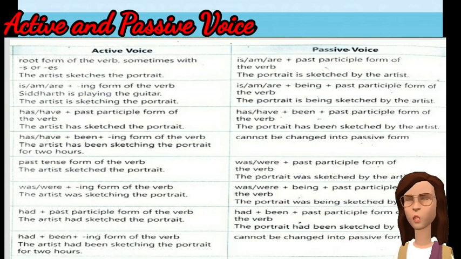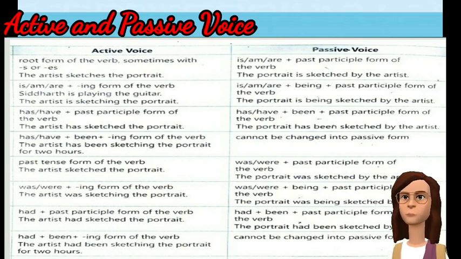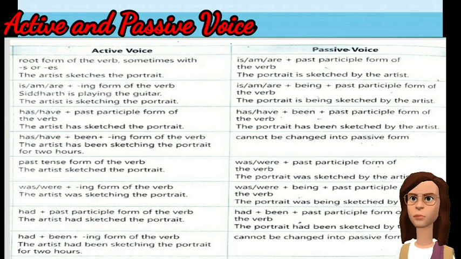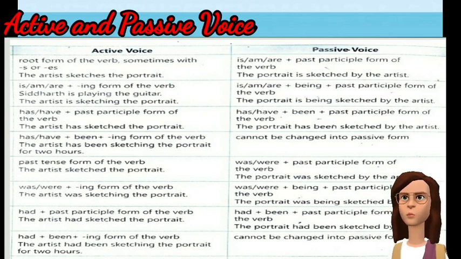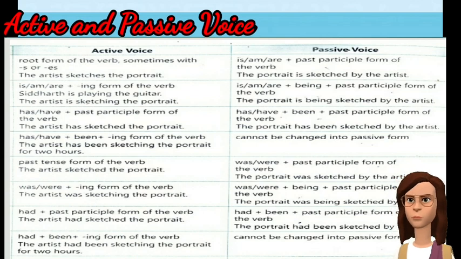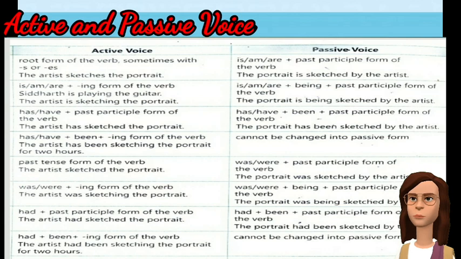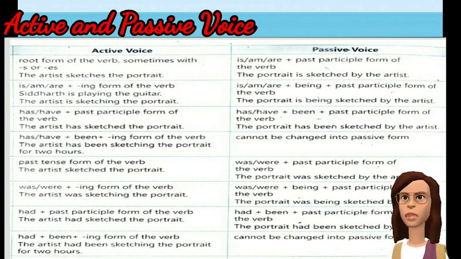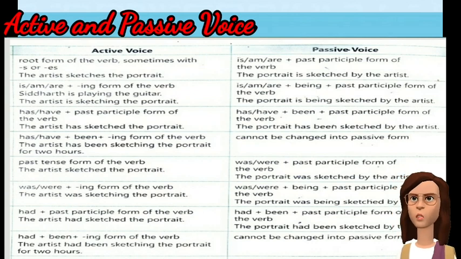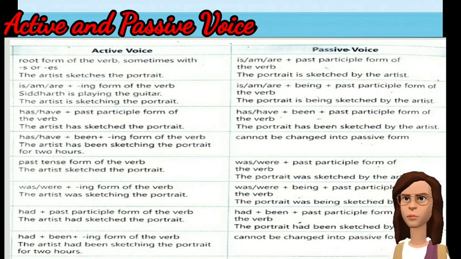Now, in second rule, with all continuous tense except future continuous, we'll add being with the first rule. Let's take example. First, present continuous. The artist is sketching the portrait. The portrait is being sketched by artist. Second, past continuous. The artist was sketching a portrait. A portrait was being sketched by the artist. Hope so it's all clear to you.